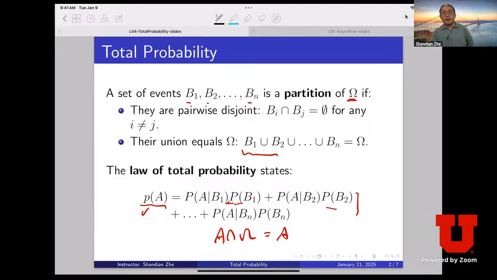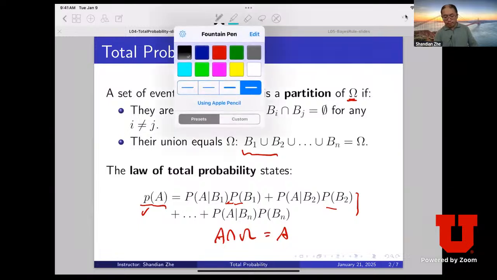Okay, let us continue with the probability. In the last lecture, we talked about the rule called the total probability. So basically, it associates with how you compute the probability of one event with another set of events. Here's just a quick review.